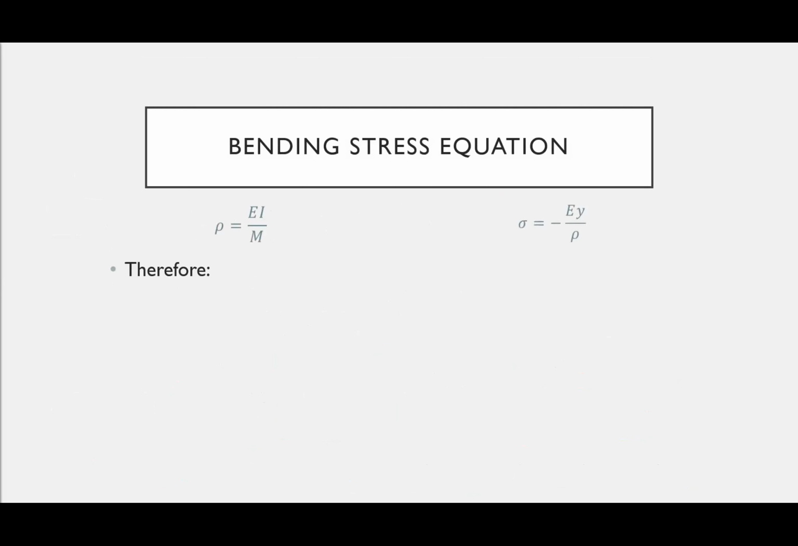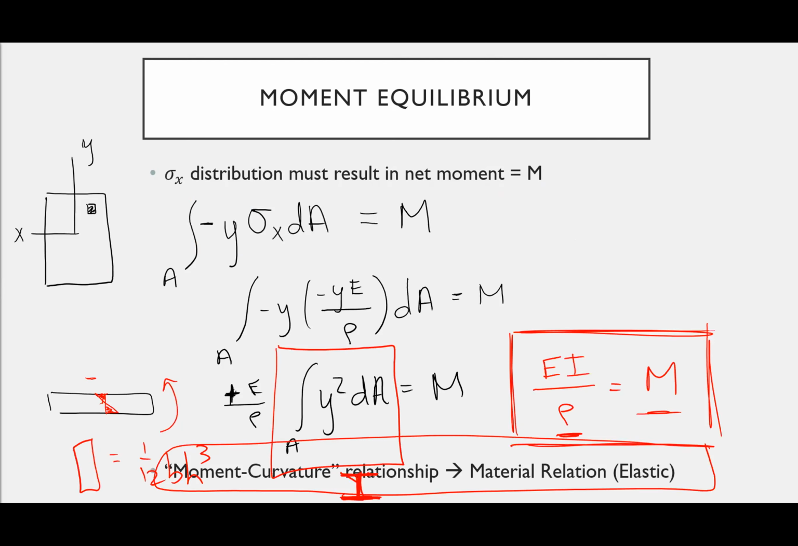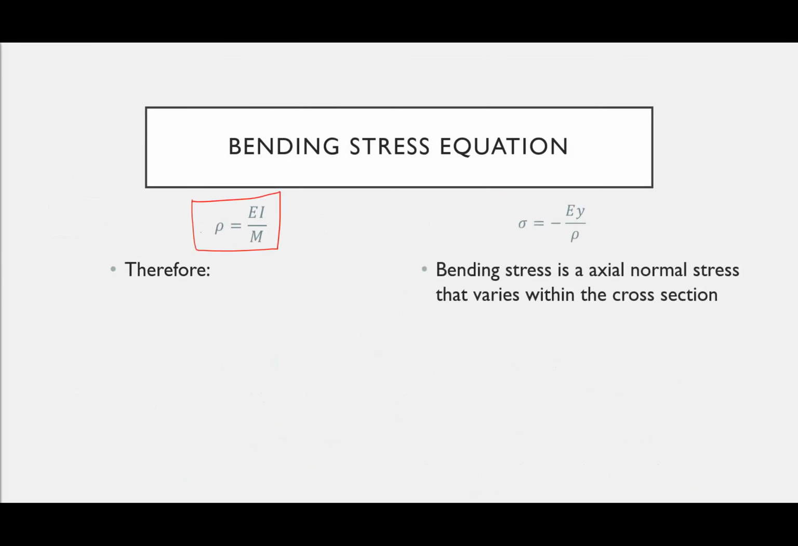So here are the two equations that we have so far. I flipped it around, didn't I? We had M equals EI over rho. So now I switched the location of rho and M. Totally fine. And previously we had that the stress is negative Ey over rho. I don't really like rho. If you like it, it's fine. But I don't want it in my equation, so I'm going to get rid of it.